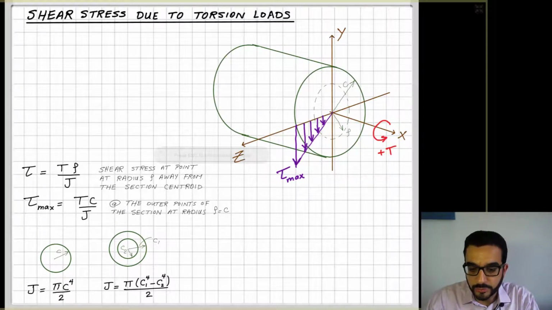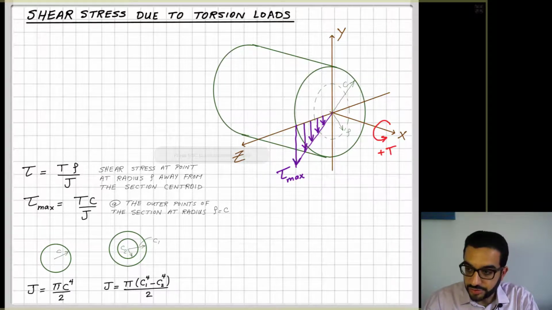So it's equal to, for a solid shaft, pi C to the power 4 over 2, or for a hollow shaft it will be as shown in this formula. So just pay attention to what case you are in. Don't be confused by saying C1 minus C2 all to the power 4. It's C1 to the power 4 minus C2 to the power 4.